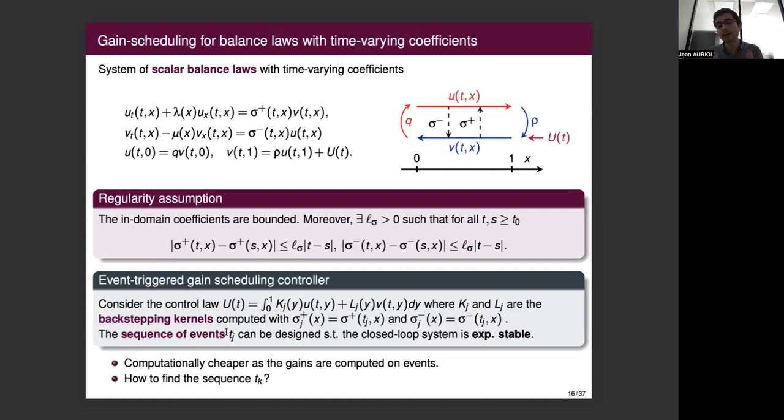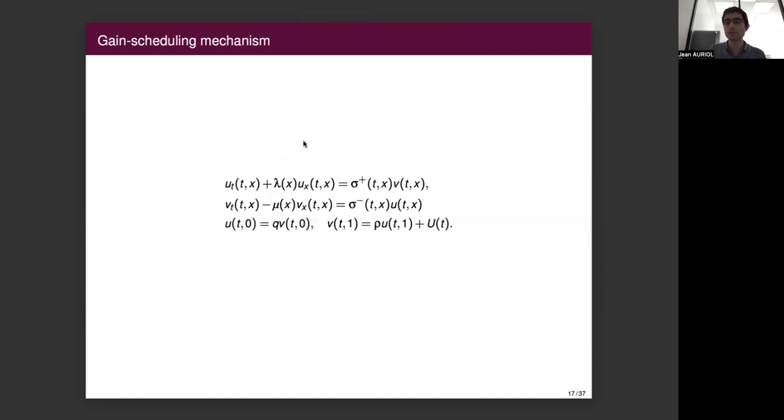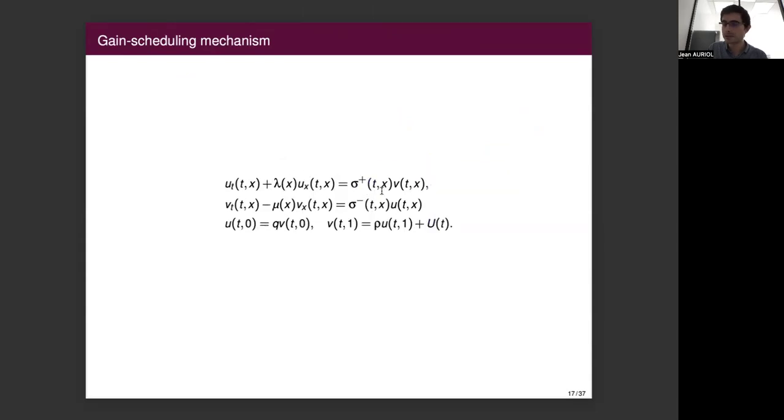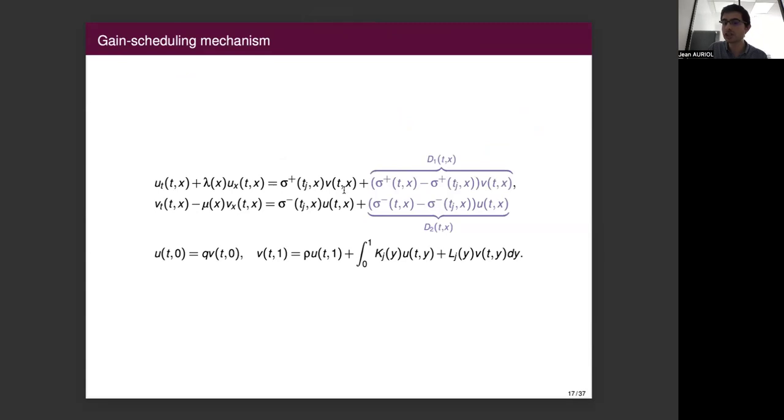But the question is, again, how do we find the sequence tk? So to design the gain scheduling mechanism, we did the same trick as the one for the event-triggered controller. Basically, we rewrote sigma plus(t, x) as sigma plus(t_G, x), and the difference between sigma plus(t, x) minus sigma plus(t_G, x).